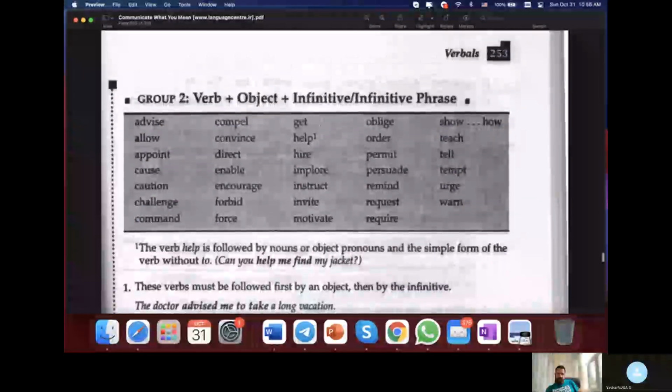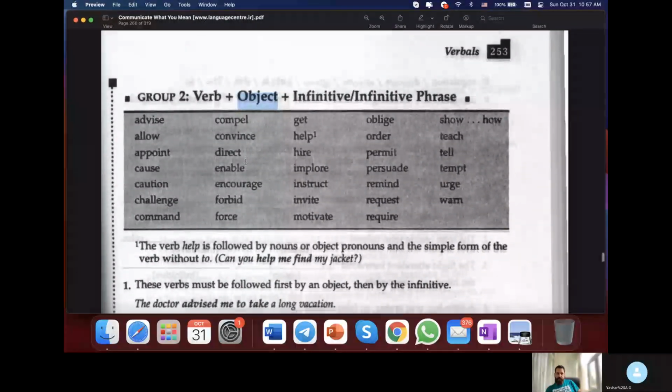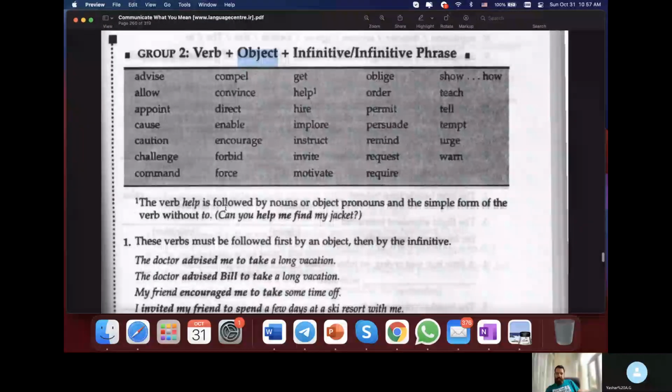Sometimes we have the verbs, but they need an object as well. My father advised me not to leave home late at night. I allowed my son to play with his toys. So the verb help is followed by nouns or object pronoun and the simple form of the verb without to. So if you say, can you help me? It is better to use bare infinitive, but to again is true.